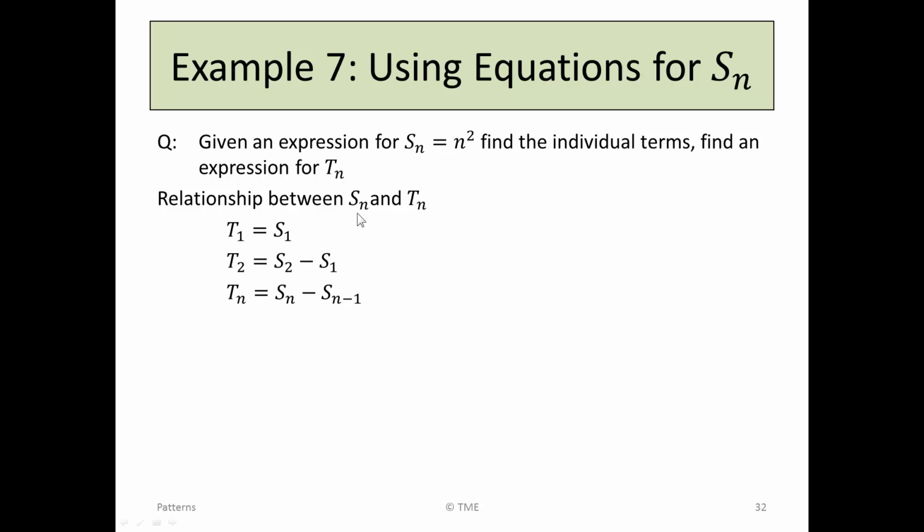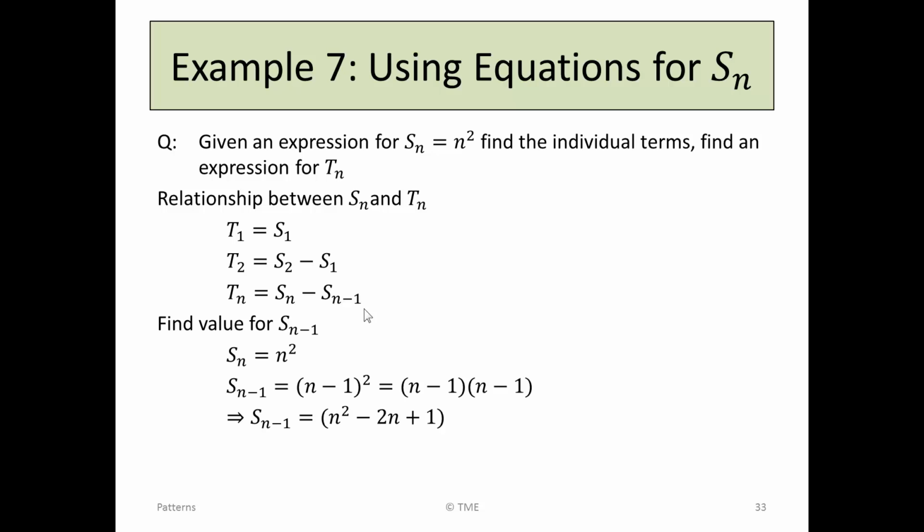There is a relationship between Sn and Tn. For example, the first term is also the sum of the first term. And the second term can be got by adding the first two terms and taking away the sum of the first one term. In fact, Tn, the nth term, can be got from the sum of the first n terms minus the sum of all the terms up to the one before the nth term. And that relationship is an important one to remember because it's not in the tables and it is asked. Or not asked, but used.